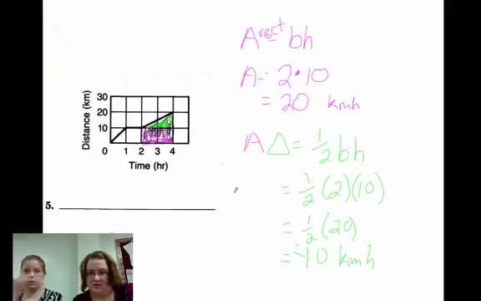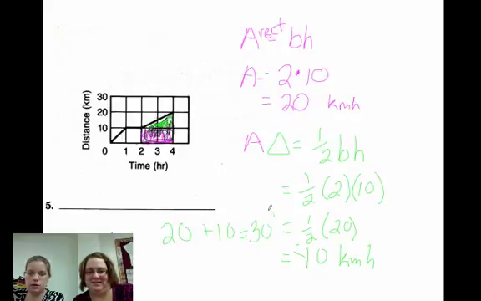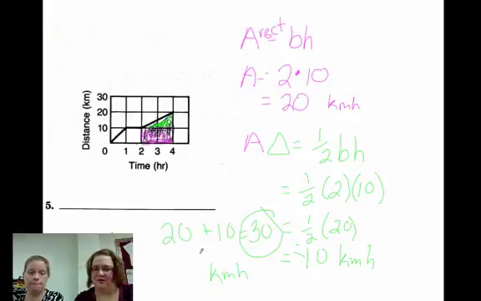Good. Okay, so now we want the total area. So what do we do to the two numbers to get the total area? Total means add. So we're going to add them up. So 20 plus 10 equals 30. 30 kilometer hours. Kilometer hours is kind of a weird unit. It is, yeah. Yeah. All right.